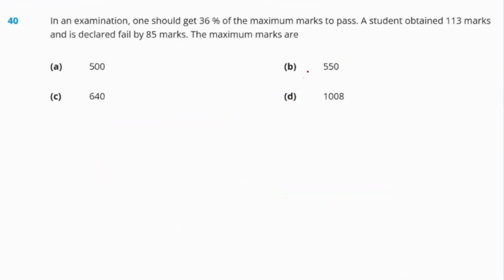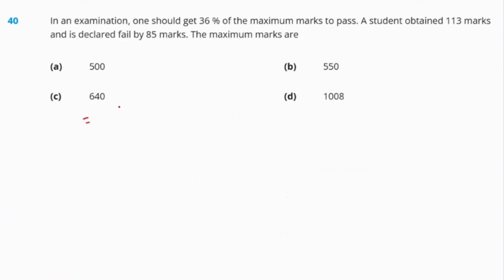In an examination, one should get 36% of the maximum marks to pass. A student obtained 113 marks and is declared fail by 85 marks. So the maximum marks are, we have to find out the maximum marks here.